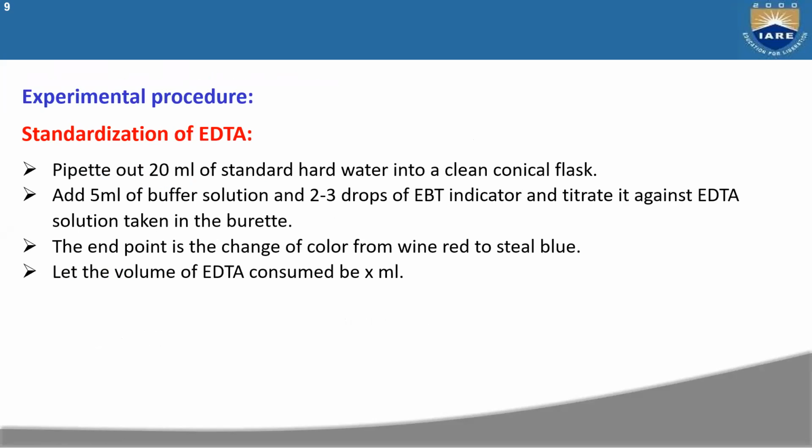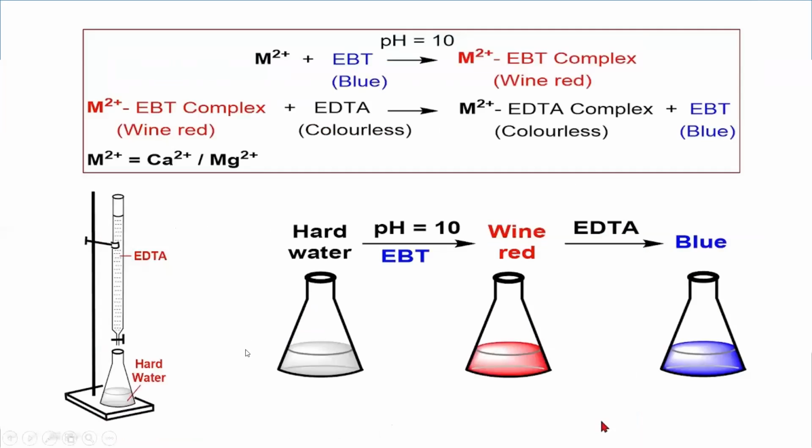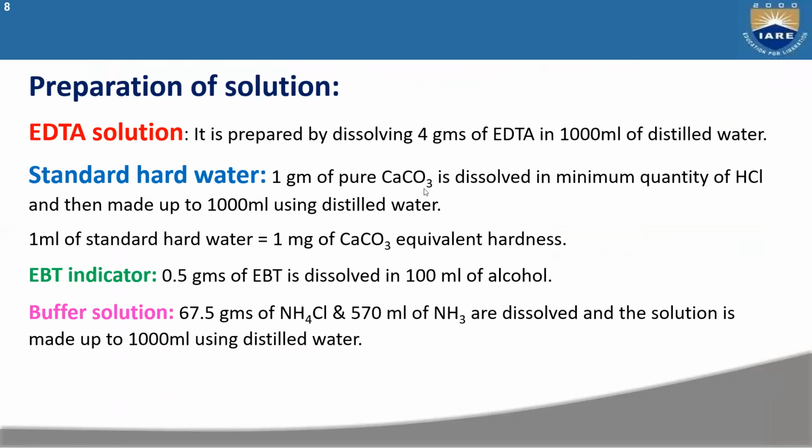Experimental procedure. The first step is standardization of EDTA. You already know the burette solution. We place the burette on the stand; this is a burette and this is a conical flask. The burette contains EDTA solution. You already know how we prepare it: 4 grams of EDTA dissolved in 1000 ml of distilled water. That we fill into the burette.